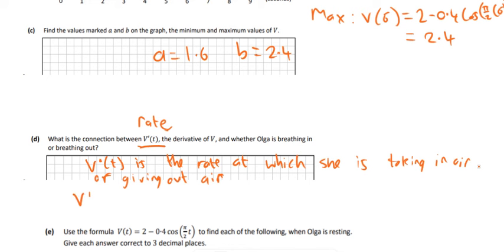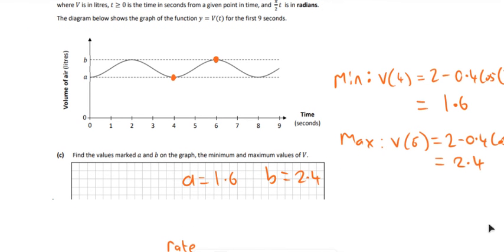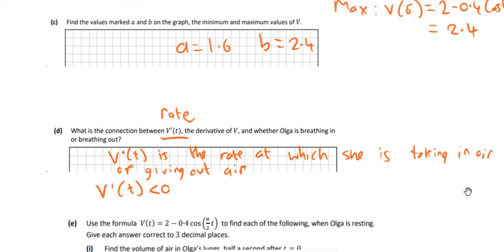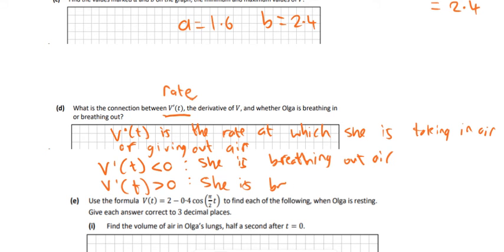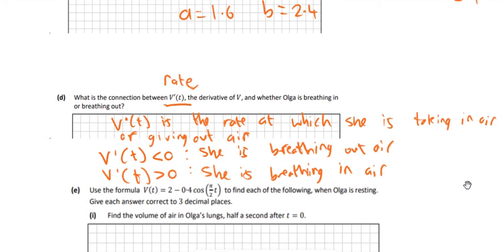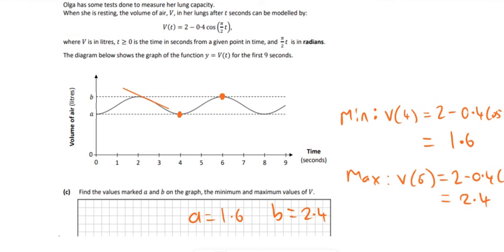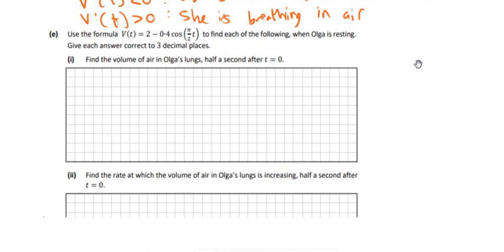Then just mention if it's less than 0 or greater than 0. If it's less than 0, if you have a negative for V dash t, then obviously the rate will be going down, so it'll be that type of a tangent where it's going down. Therefore she's breathing out here. And then the opposite is obviously the other way. If it's greater than 0, she is breathing in air, because that means she's getting more air in her lungs, so the curve is going up.